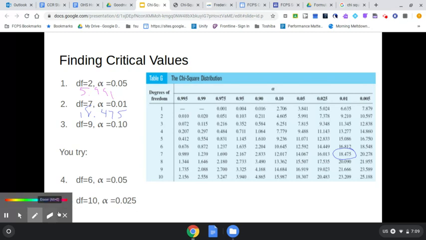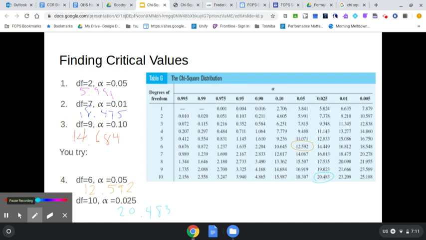All right, we're going to do one more together. On the third example, we're looking for degree of freedom of 9 and an alpha of 0.10. So degree of freedom of 9 and alpha of 0.10, we're looking right here. 14.684 would be that critical value. Okay, guys, pause the video, try 4 and 5, and then unpause the video to get those answers.